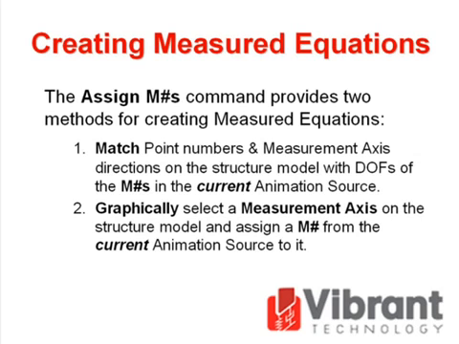The Assign Measurement Numbers command provides 2 methods for creating measured equations. Match point numbers and measurement axis directions on the structure model with DOFs of the measurement numbers in the current animation source. Or graphically select a measurement axis on the structure model and assign a measurement number from the current animation source to it. We will use the first method to recreate the measured animation equations that were already present in the model when the project was opened.